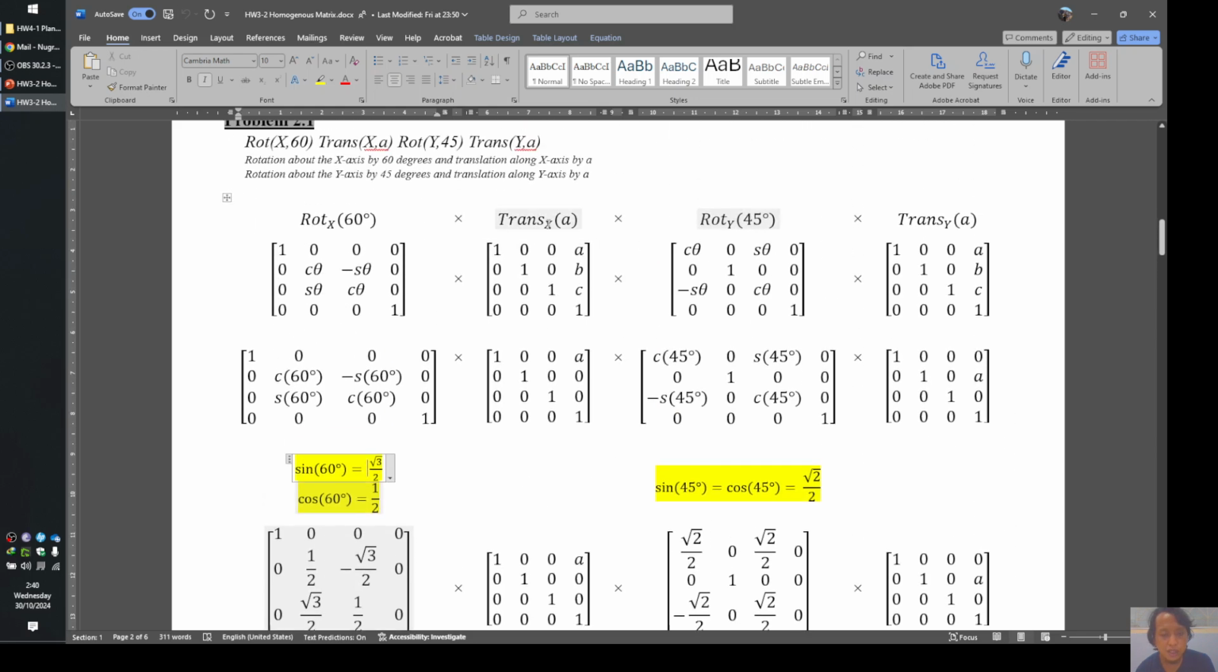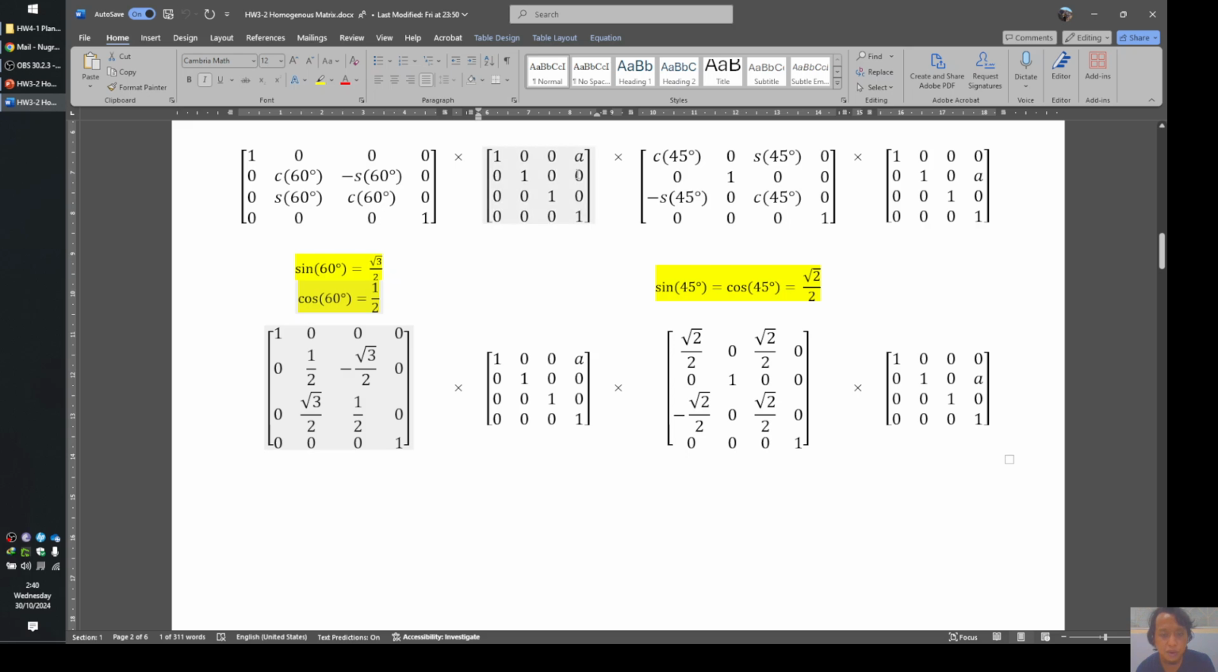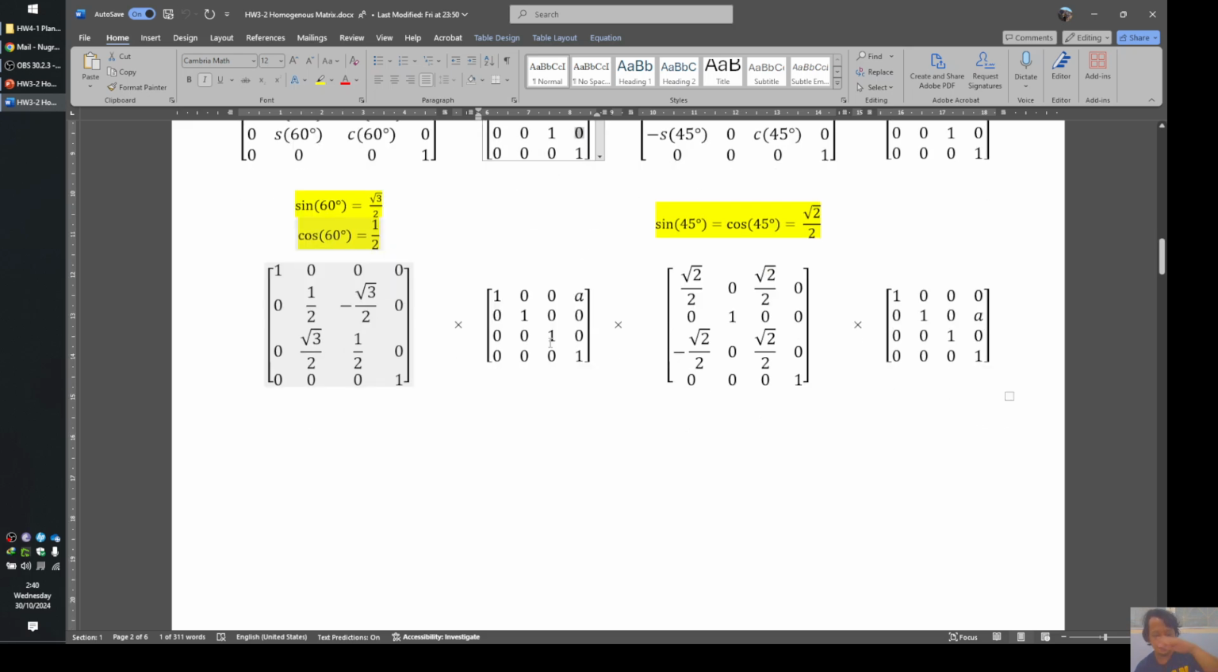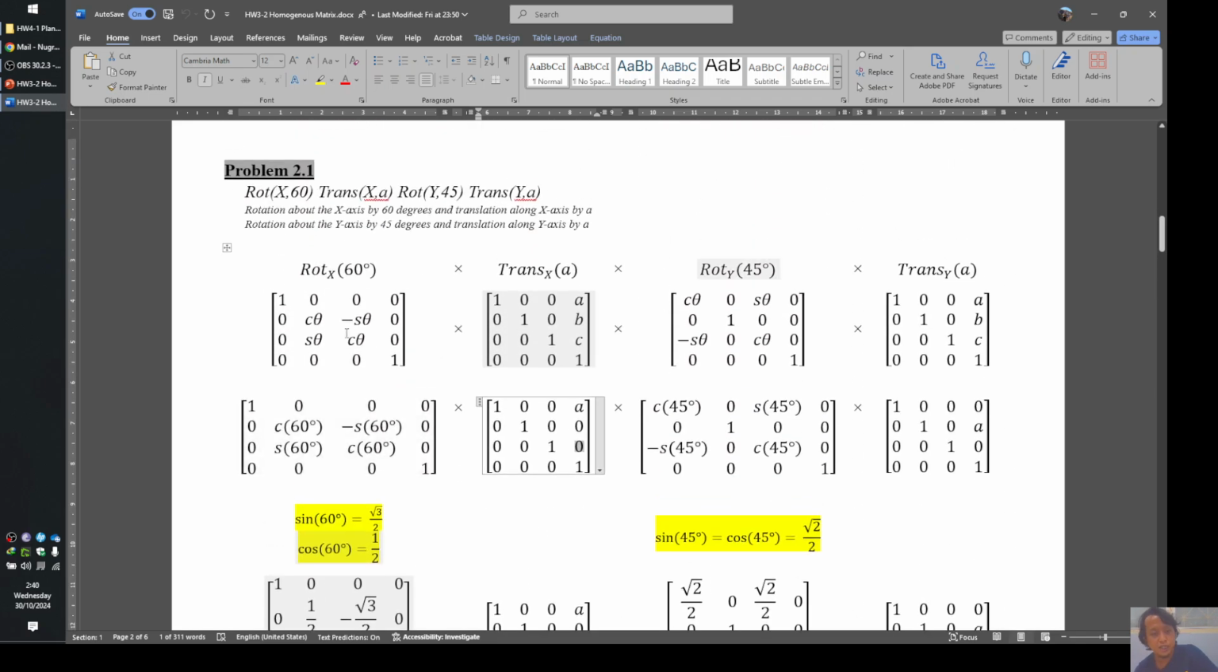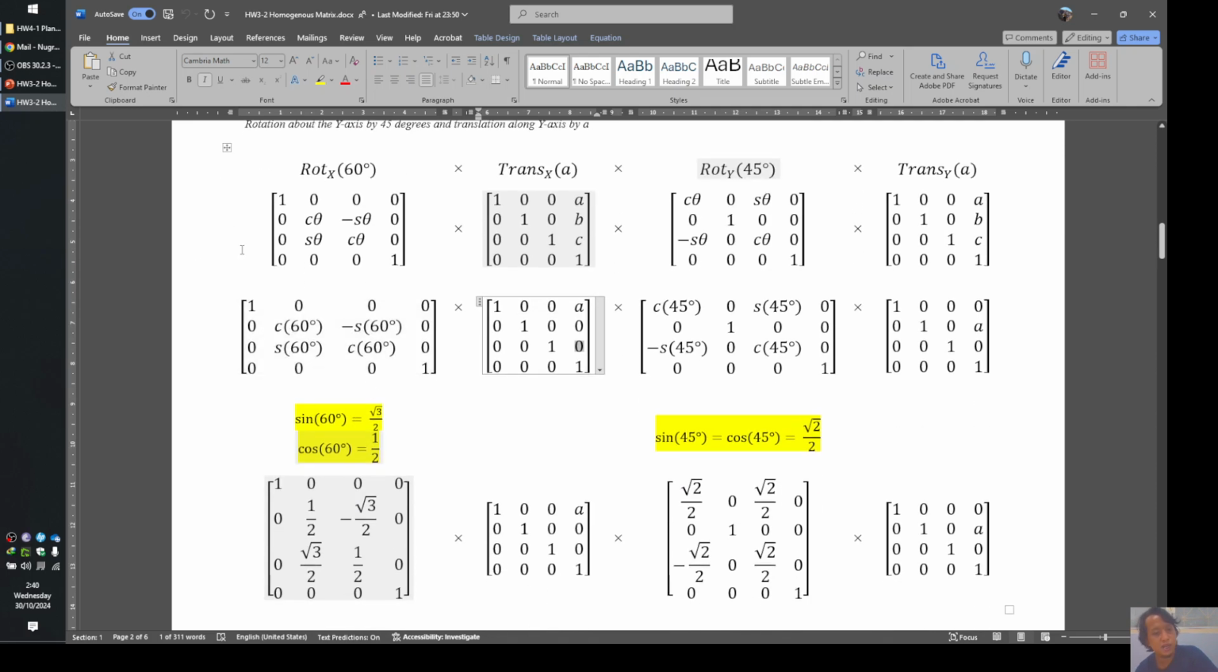For the translation along the x-axis with a, the x entry is a, and the other entries, b and c, are 0. We need to multiply the matrices starting from the left-hand side: we multiply this one by this one, and after that we multiply the result of step 1 by this one, and so on.